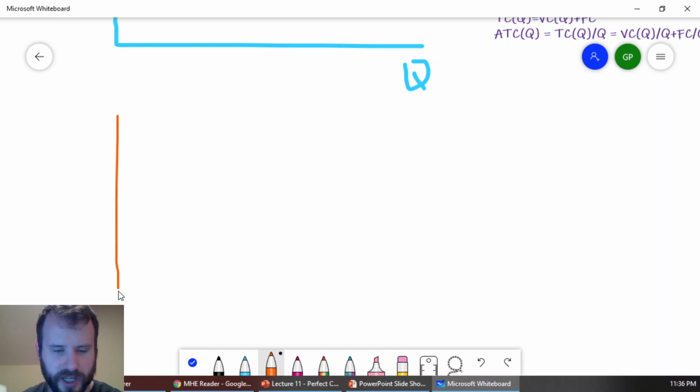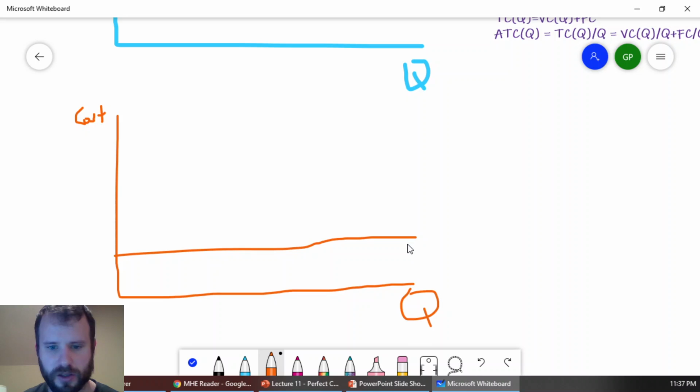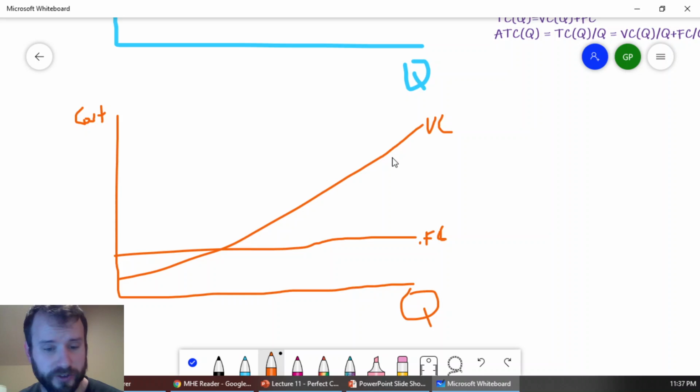Let's say we're looking at the short run again. Okay. So there's your quantity. The y-axis is just basically dollars. It could be cost or it could be revenue. In this case we're just talking about cost. Your fixed cost is going to be a straight line, because it doesn't vary by quantity, right? Your variable costs are going to increase in quantity. So the more things you make, the higher your variable cost.